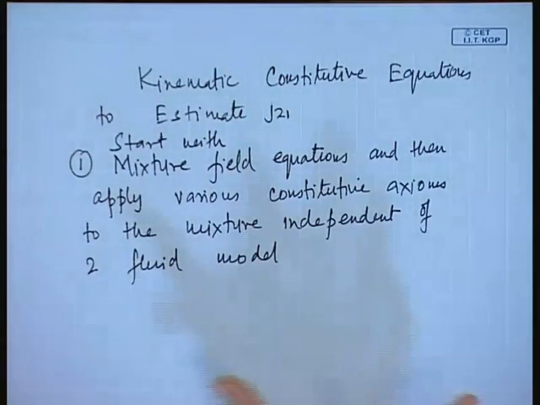We consider the mixture as a whole, because in this case we have not concentrated on the individual phases. We have concentrated on the mixture as a whole, and we try to apply different constitutive axioms to the mixture without considering their individual movements, or rather without considering the two fluid model. Two fluid model means what? We will be dealing with it in much more detail in the next chapter, the separated flow model. That means we would be considering the two phases separately and writing down the momentum, the continuity and the energy equations for the two phases. So, the first approach is we do not consider the two fluid model; we consider the mixture as a whole, and in the mixture field equations we use different constitutive axioms, which are applied to the mixture as a whole and independent of the two fluid model.